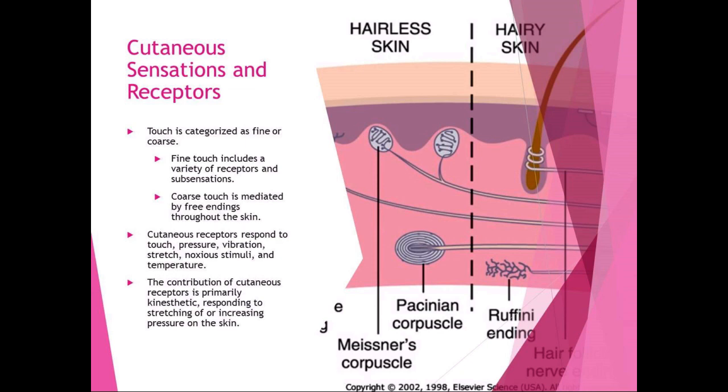The contribution of cutaneous receptors is primarily kinesthetic, responding to stretching or increasing pressure on the skin. When we move through our range of motion, you are going to feel some stretching in the skin. When you lean against something or somebody touches you, you're going to feel increasing pressure on the skin. Or say you're wearing compression socks, you're going to feel increasing pressure on the skin and in the subcutaneous tissues as well.